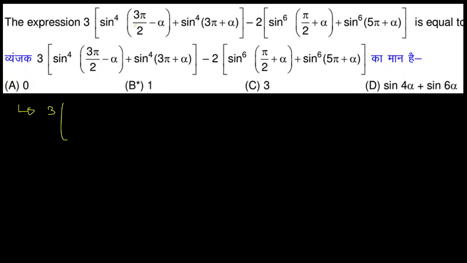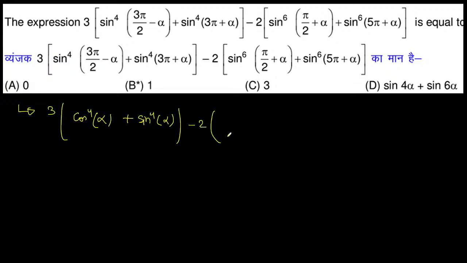Sine 3 pi by 2. So 3 pi by 2 is how much? 270. 270 minus theta, third quadrant. So sine will convert to cos, and it is whole power of 4. So whether it will be minus or plus, it is going to be an even power. 3 pi plus, it is 3 pi, n pi. So it is going to be sine only, and the power is even, so it is going to be alpha only. Yes, got it.